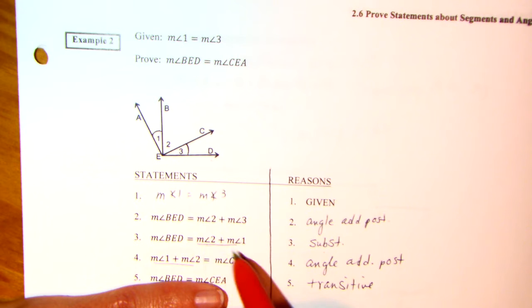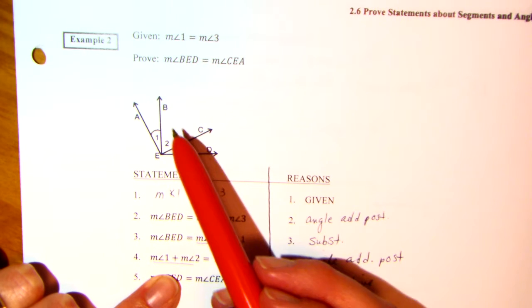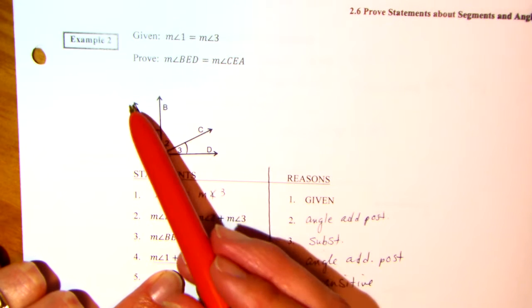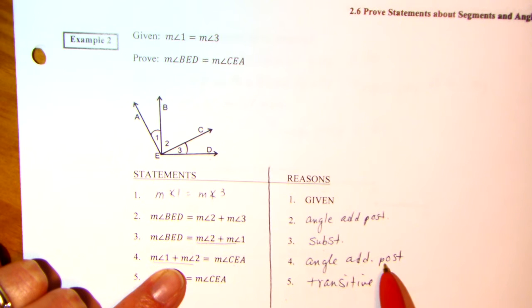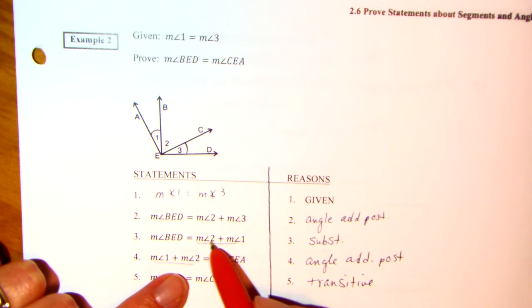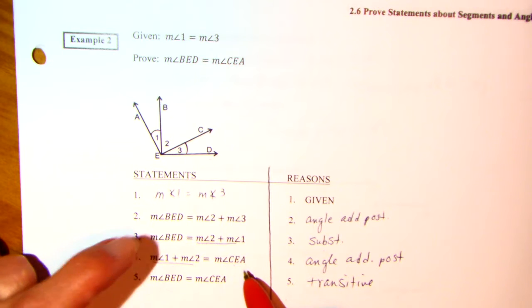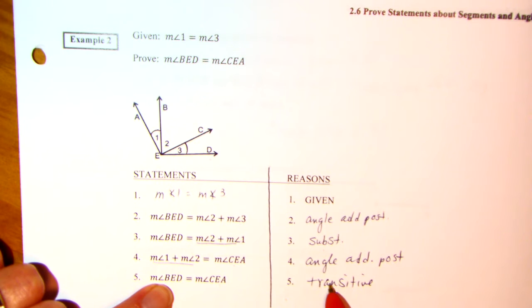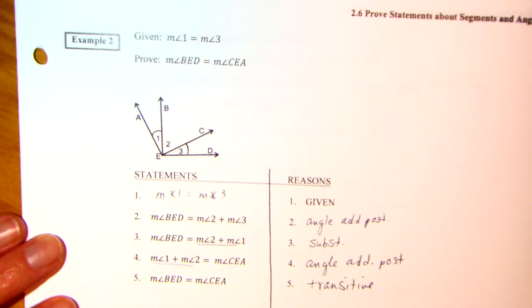Measure of angle 1 plus the measure of angle 2 is equal to CEA. Sorry. That's angle addition postulate. Now I'm using these two as my transitive. Measure of angle 1 plus angle 2 equals this. Measure of angle 1 plus angle 2 equals this. You can set those equal to each other. There's your transitive. Sorry, I was getting ahead of myself, and I really don't want to do a third video.